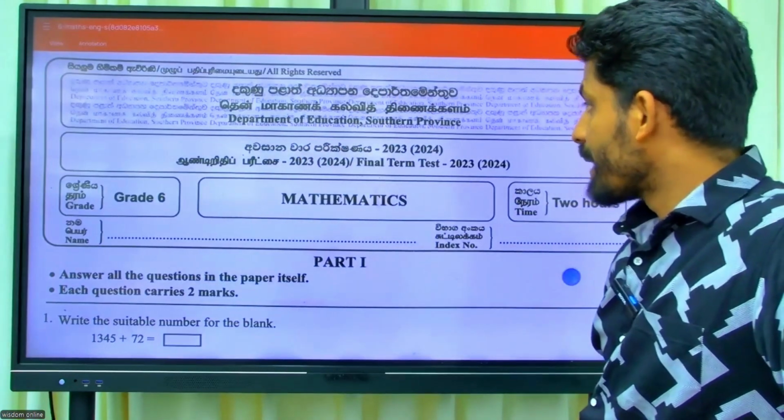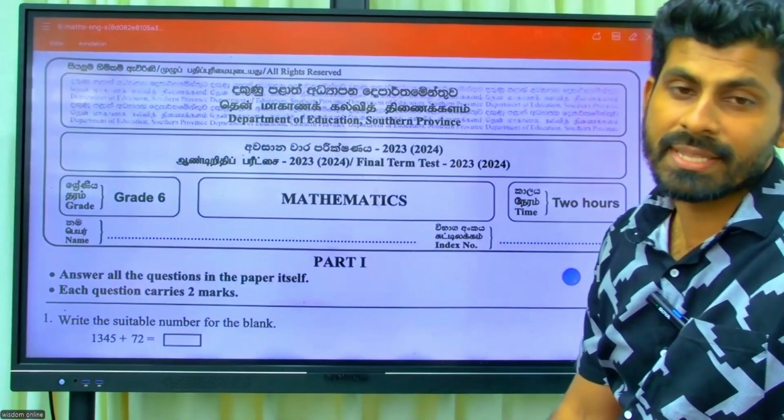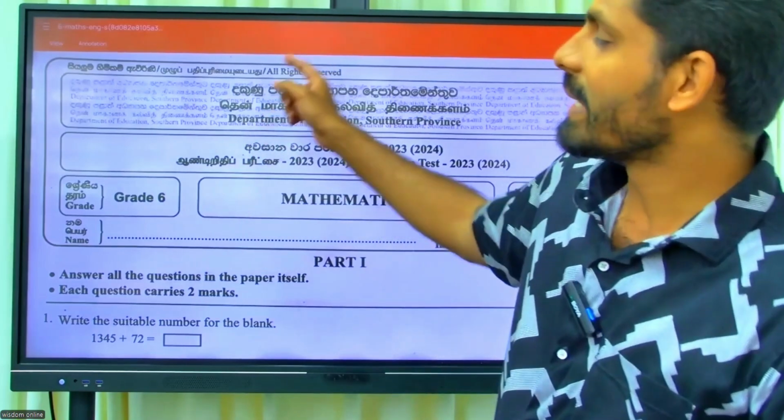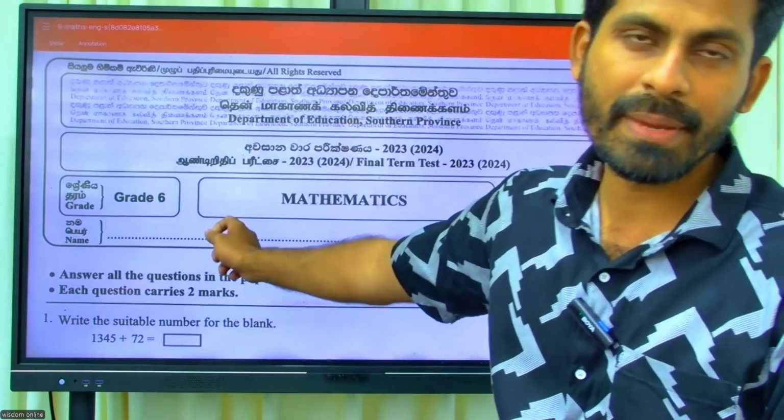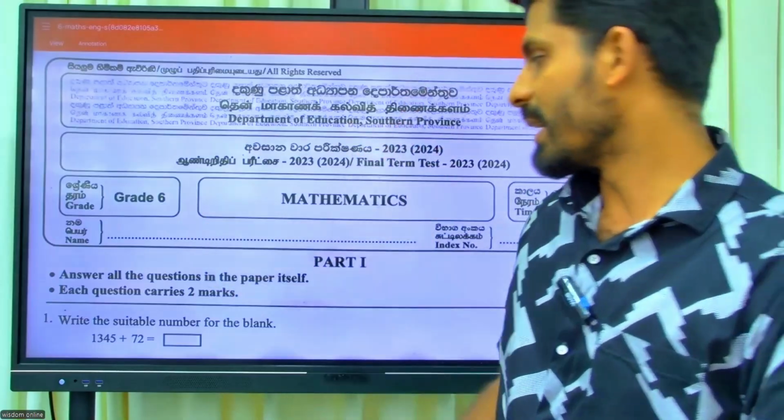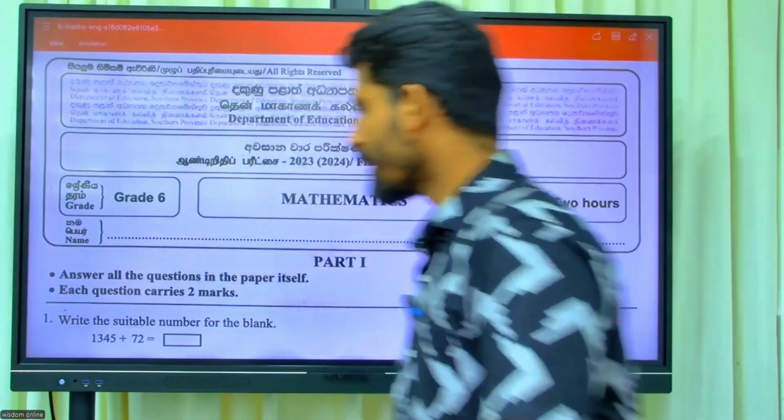Southern Province, right? Third term paper, Southern Province third term paper. That means grade 6, the last term. The third term paper, the Southern Province paper. Right? So we are going to discuss that one.